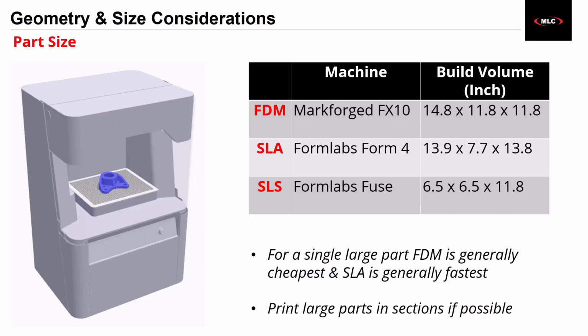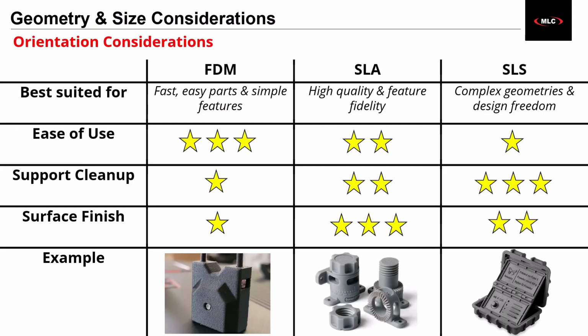The other note, though, is if it's too large and you can't fit it in any of these technologies, you can always consider printing them in sections and then joining them together. We've got a lot of different ways to do that, and we've even got a whole webinar on joining parts together. If it is a reasonable size, though, then we can move on to planning out the print orientation.